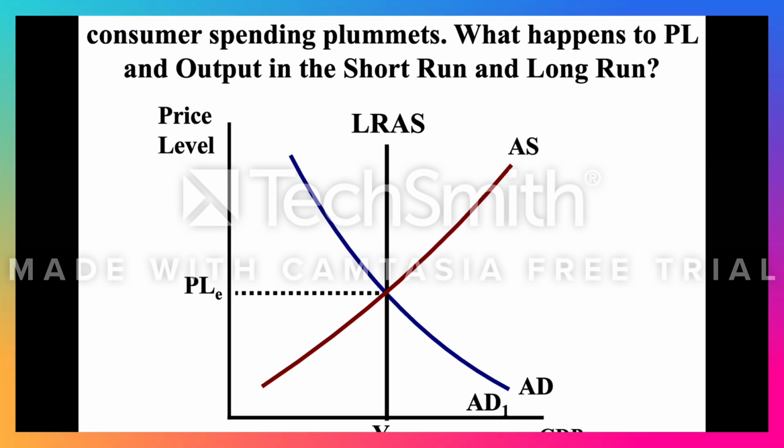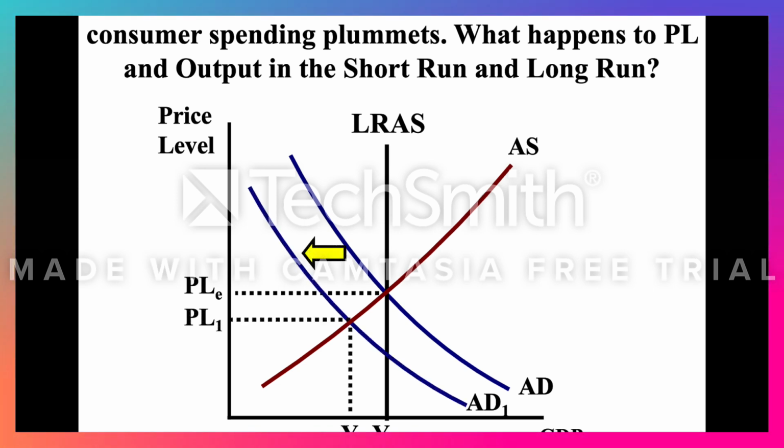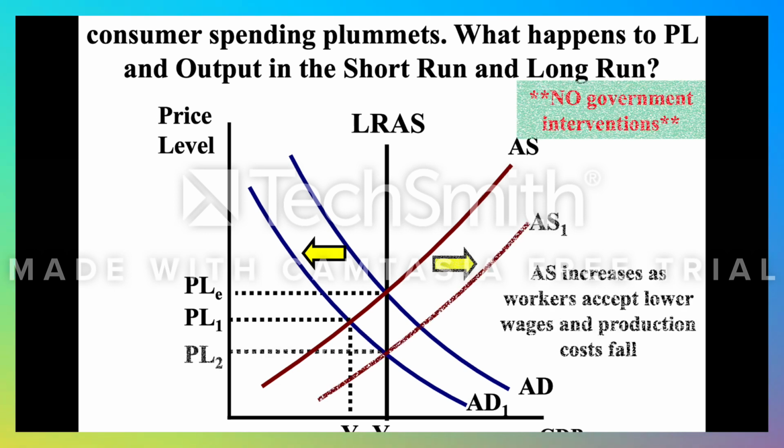Now we're going to do the long-run situation for a recessionary gap. So consumer spending plummets, their expectations fall, AD shifts to the left. So we have lower inflation, lower growth, higher unemployment. How do we fix this? Well, there's no government intervention again. That's key. That's going to be on the FRQ. You're going to get that situation of no government intervention. So what has to happen?